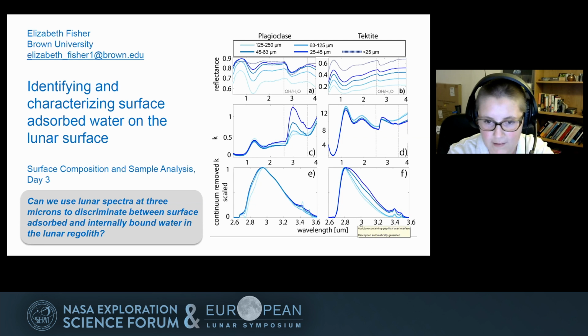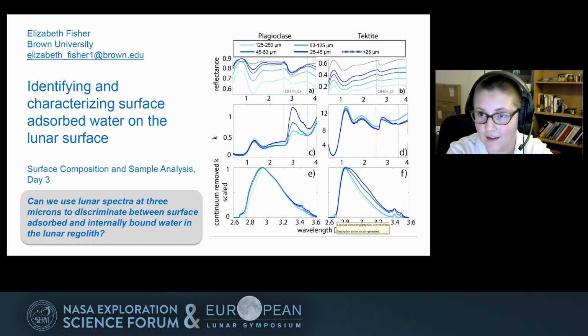And here I've just got a couple of examples of data where you can see the 3 micron features for plagioclase and glass, and you can see that the shape of this absorption is actually changing as you increase the amount of surface water. So those changes are indicating that the surface and internal water have different bonding environments, and they look different in the 3 micron region. So perhaps we can detect that on the moon.